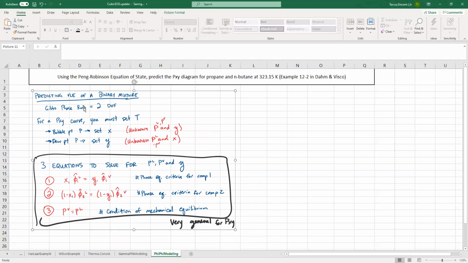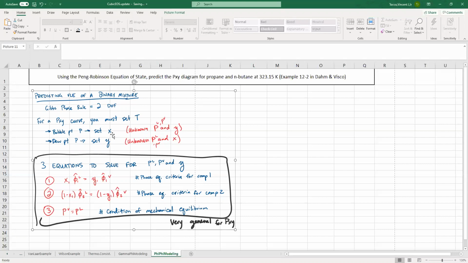By Gibbs phase rule, we have two components and two phases. So 2 plus 2 minus 2 is equal to 2. So we've got 2 degrees of freedom in terms of how we solve this problem. We are asked to predict the PXY curve, therefore we must set temperature, which the problem statement has done for us. So we've got 323.15 Kelvin. The other choice of what to set will be either one of the compositions.